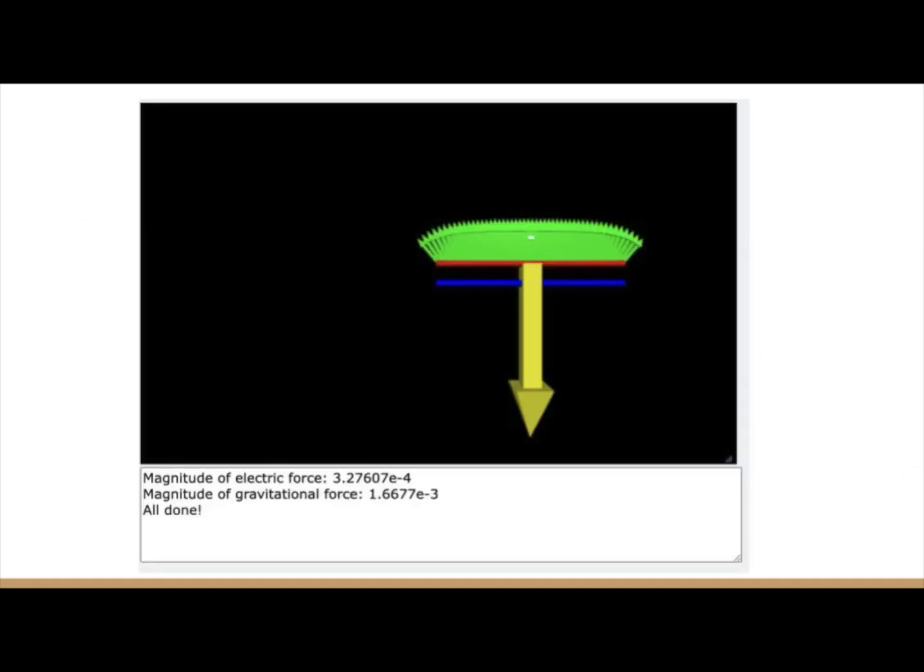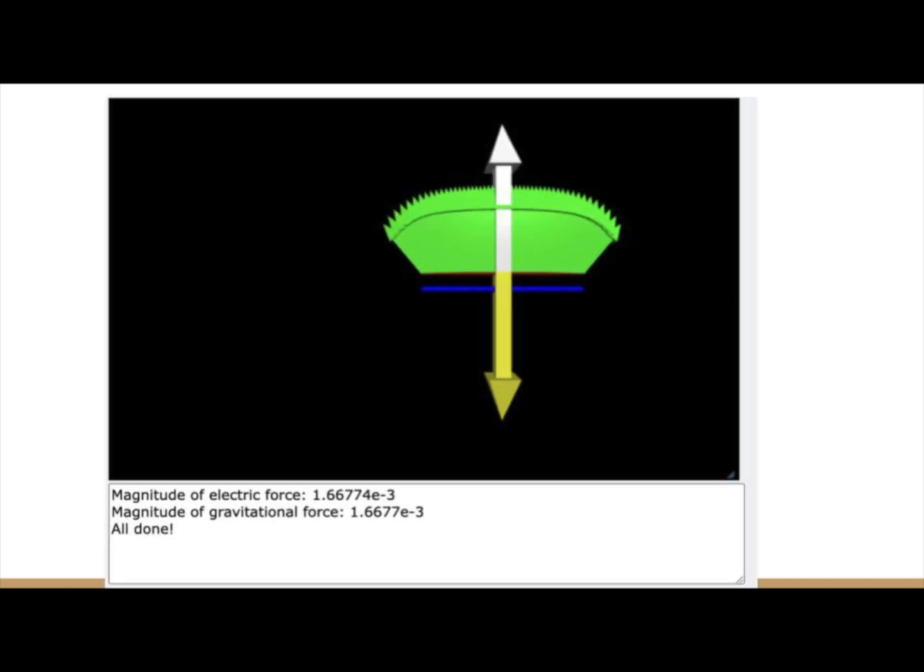So here we can see the model for the charge that we found in the first lab, and the magnitude of the electric force is not equal to the magnitude of the gravitational force. So the method that we used to find the charge in the last lab is not an accurate method. And then here we see the magnitude of the electric force is equal to the magnitude of the gravitational force with the charge that we found in this lab. So that's good.